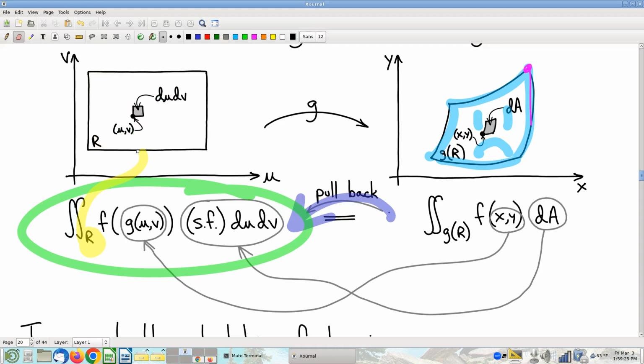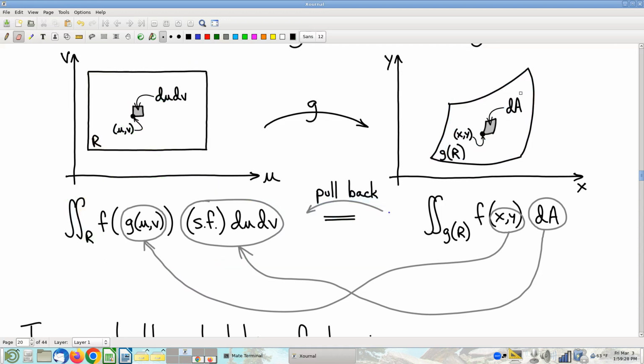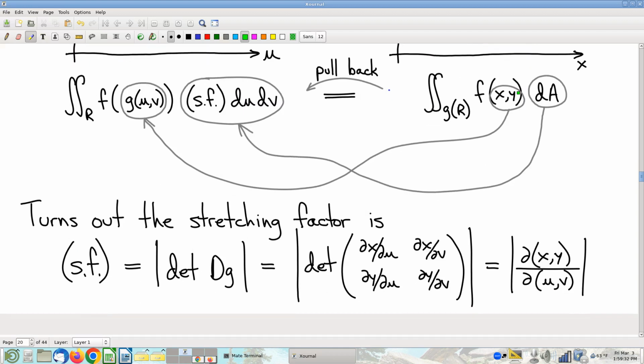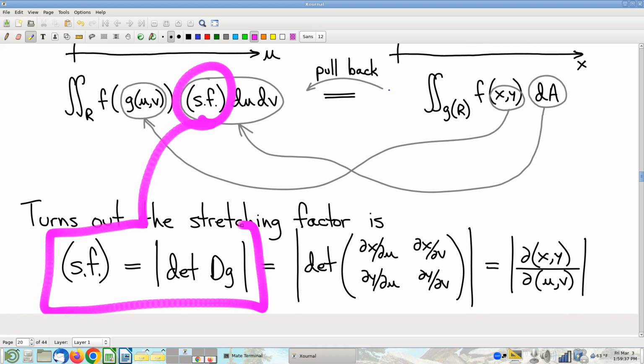So that's the plan. All right, let's talk about the stretching factor. What is that stretching factor? I'm just going to assert it. I'm not going to prove it. Here it is. The stretching factor is the absolute value of the determinant of the derivative matrix, aka the Jacobian matrix. That's the formula. Where does that come from? We're going to talk about that later, realistically probably on Monday. I'm probably not going to get to it today.